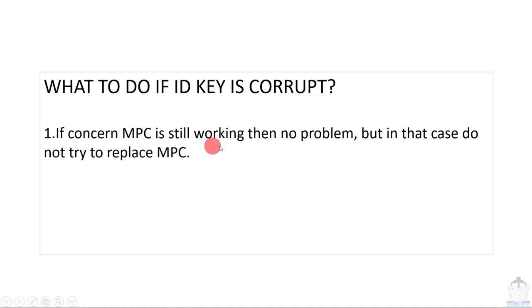If the concerned MPC is still working, then no problem. Only you will find that an alarm is coming that the ID key is corrupt. But the ID key's only job is to give the identity when the MPC is replaced. After that it has no job at all in the MPC. But the alarm facility has been given so that the operator comes to know that the ID key has corrupted and needs replacement. So in that case there is no need to try to replace the MPC, because when you try to replace the MPC you cannot do it without the ID key. Okay, so let the ship run like that only.